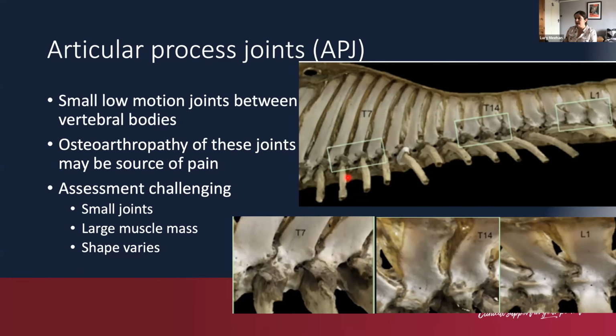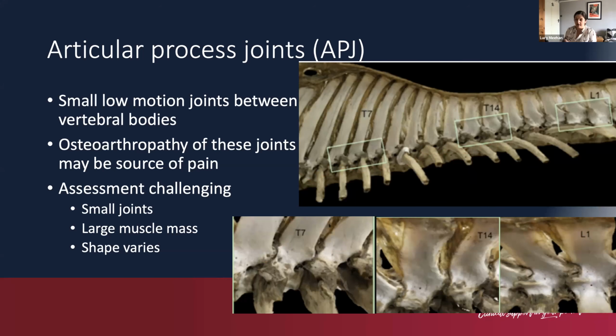So we can see these joints here, so they're all the way along. In the thoracic and lumbar vertebral column, they're much smaller than they are in the neck, and they're much, much lower motion. But we do know that osteoarthropathy of these joints can be a source of pain. Because they are so small and they are usually buried pretty deep, particularly beneath a fairly major muscle mass along the back, they can be really quite challenging to assess.